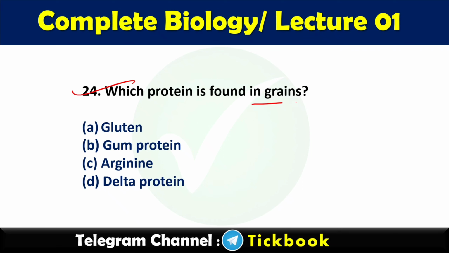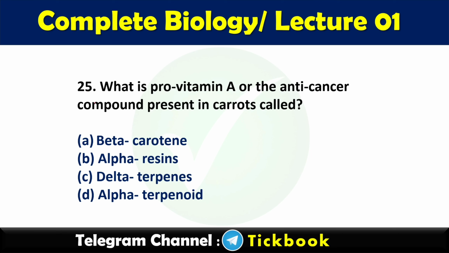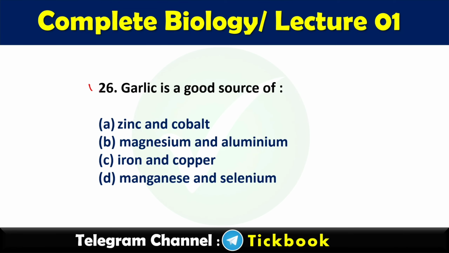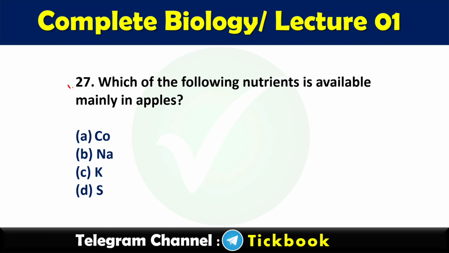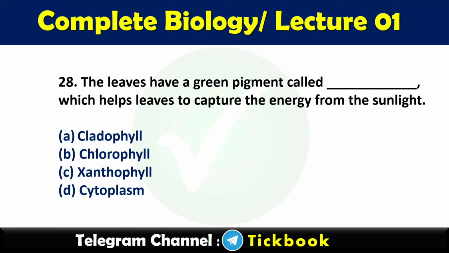24. Which protein is found in grains? Option number A, gluten. 25. What is the provitamin A or the anti-cancer compound present in carrots called? Option number A, beta carotene. 26. Garlic is a good source of? Option number D, manganese and selenium. 27. Which of the following nutrients is available mainly in apples? Option number C, potassium.